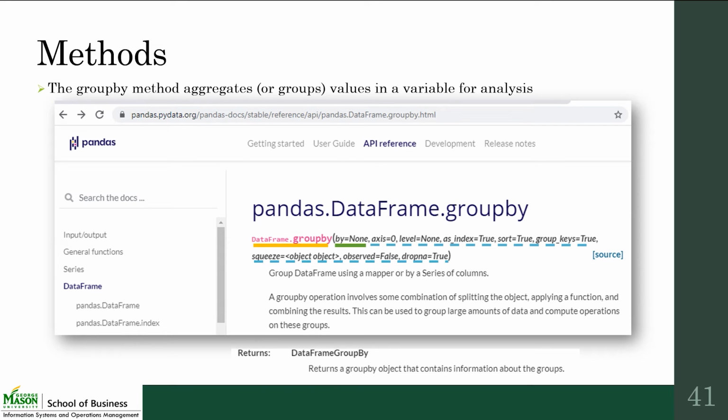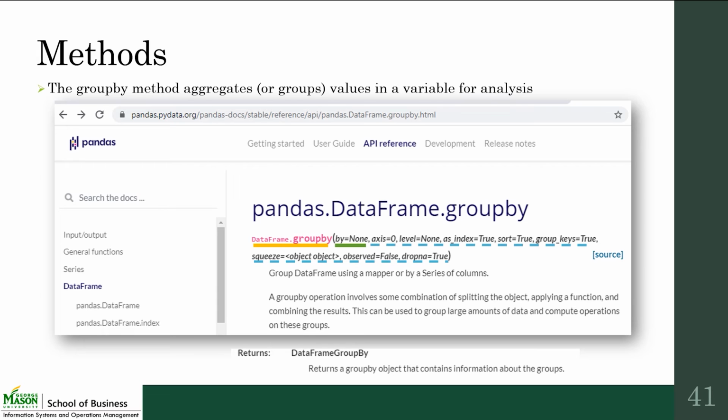This is a snippet of the Python documentation related to the groupby method. The groupby method aggregates similar values within a column, which could be used for some analysis such as computing descriptive statistics. To demonstrate this method, the first parameter, which is the word by, will be used to enter the column name. The second parameter is axis equals 0. And in Pandas, axis equals 0 means that we are going to perform this method using a column.